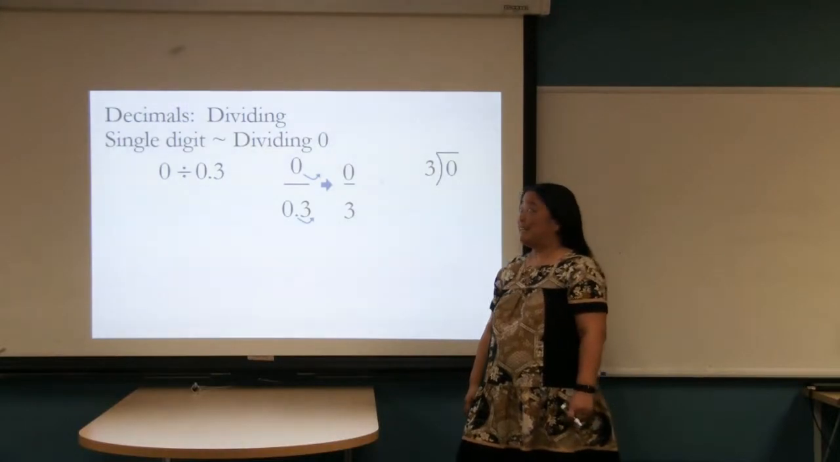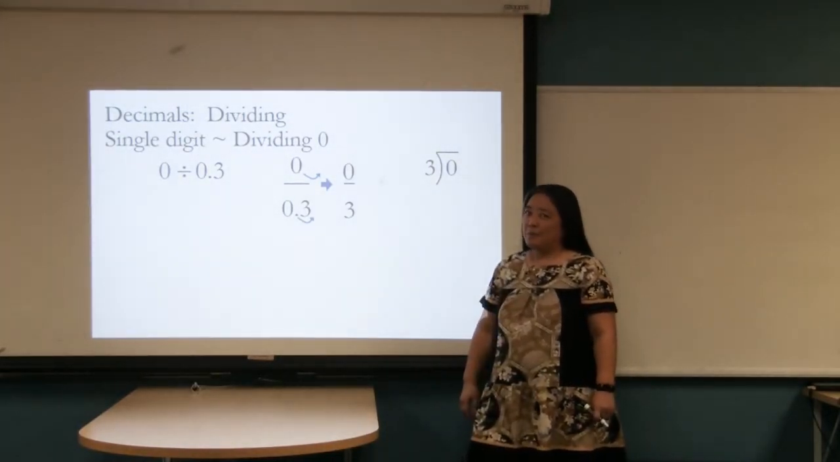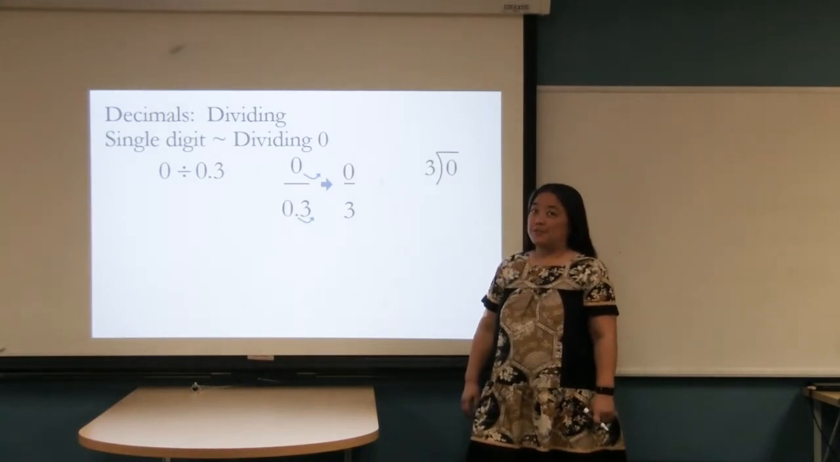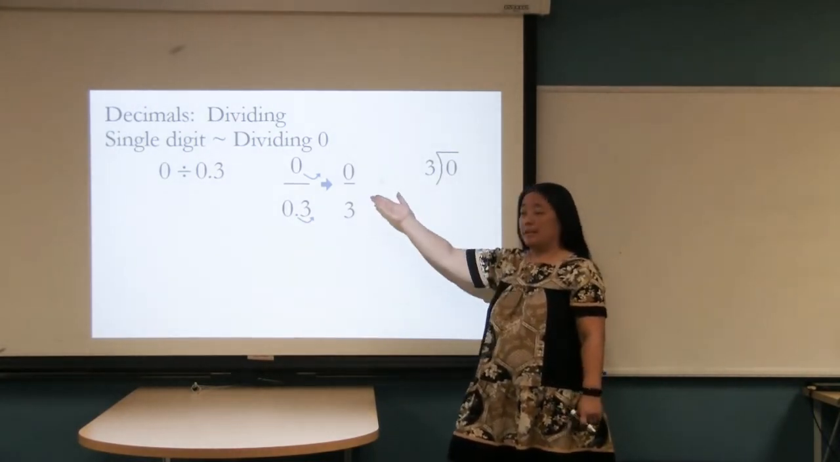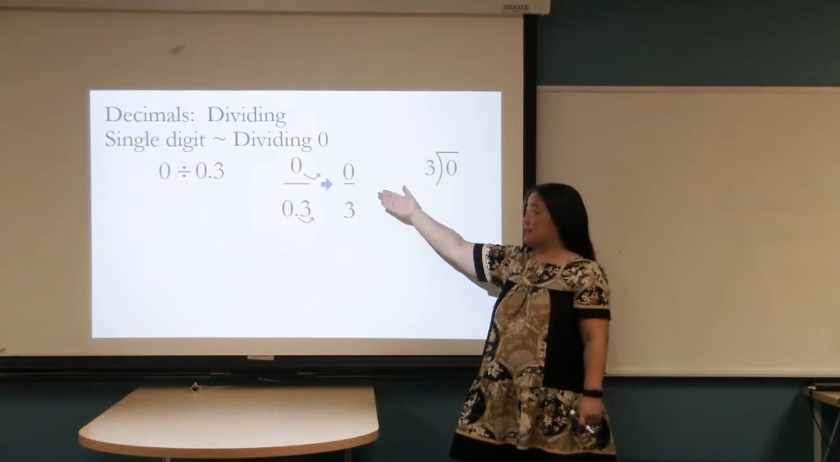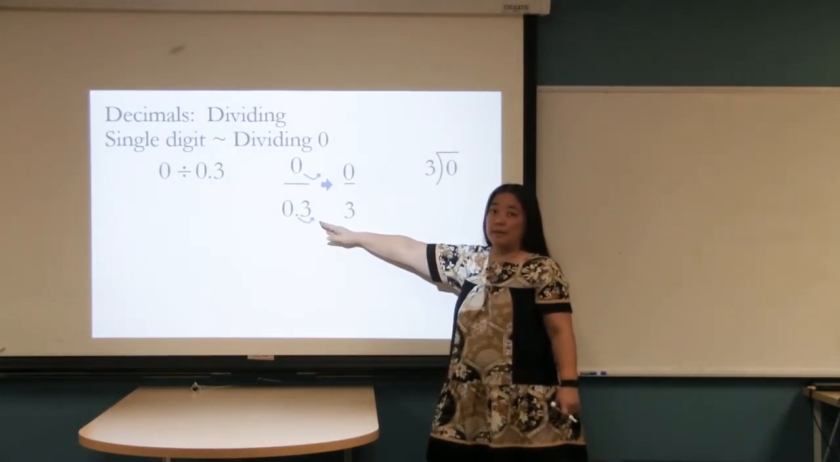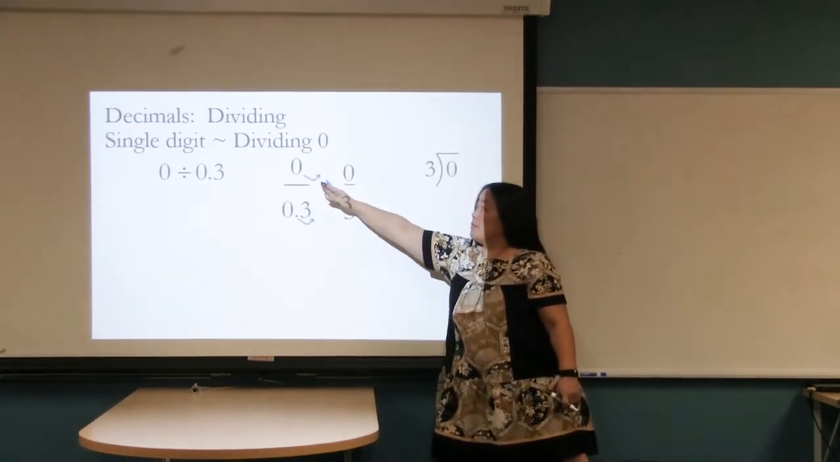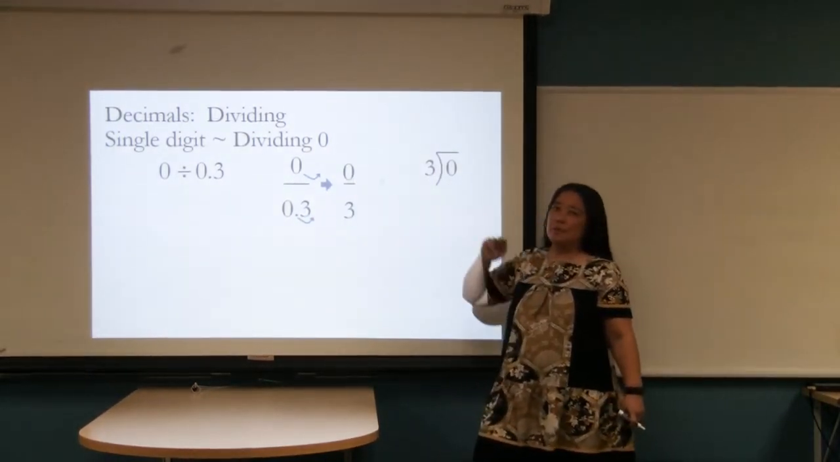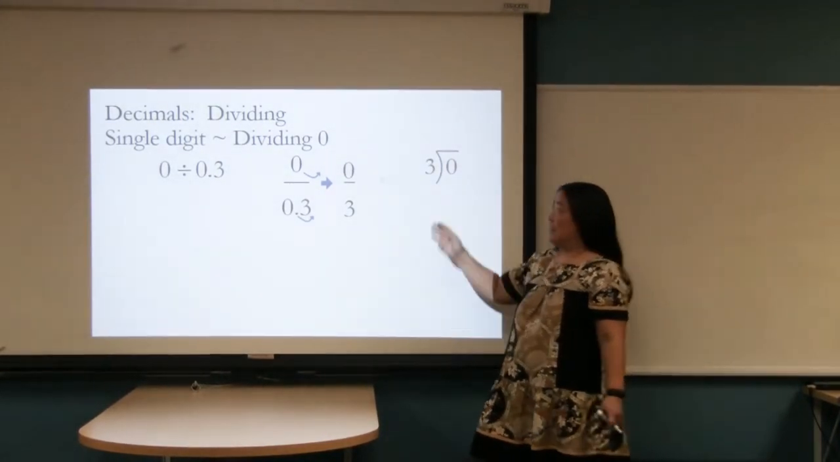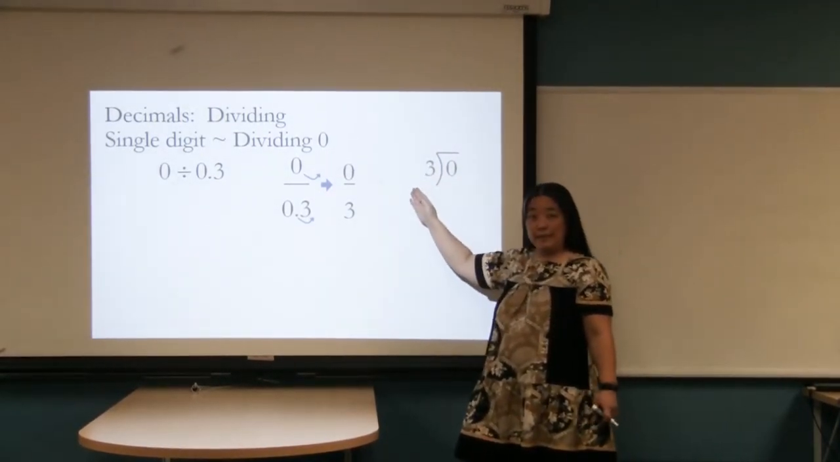Decimals, dividing. Single digit, dividing 0. You might remember this from whole number division, but 0 divided by 0.3, 0 divided by 0.3. We don't want this decimal here in the denominator or the bottom of the fraction, so we move it over one place. Moving a decimal over one place for 0 doesn't do anything, and we can write it inside out.